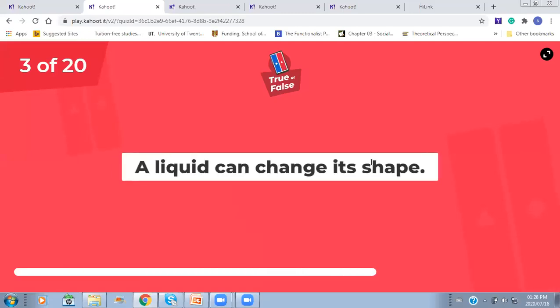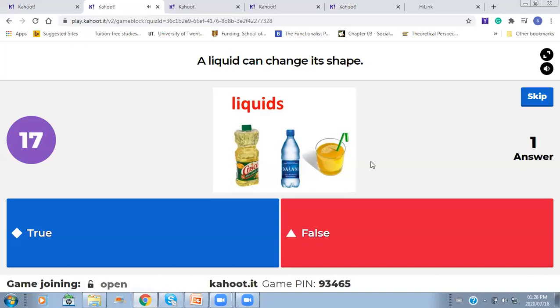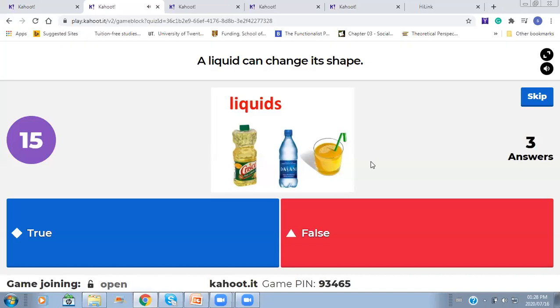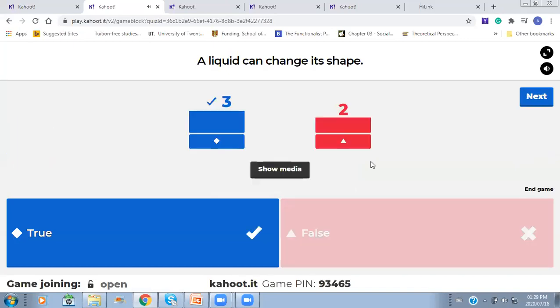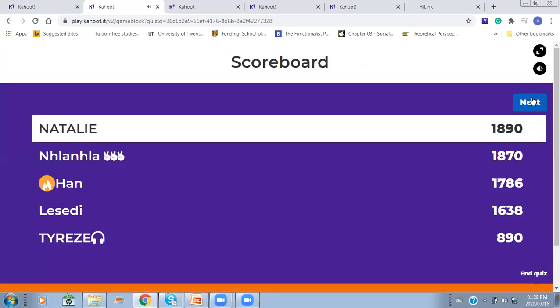A liquid can change its shape. True or false? Okay, let's see. That's true. How many people got it? Yes. Ntlantla answered first, followed by Natalie and Han. Let's go to the next.